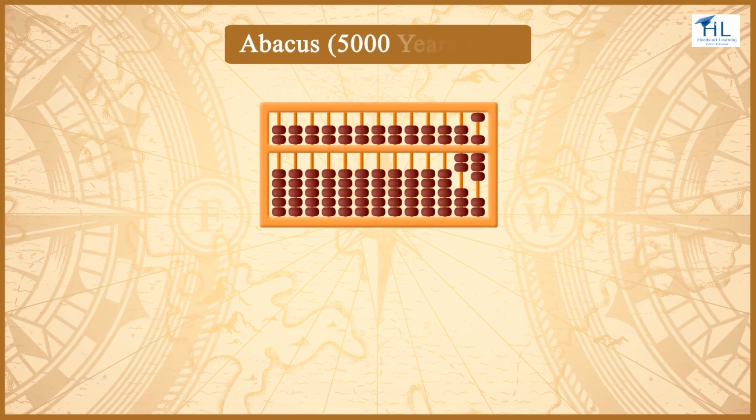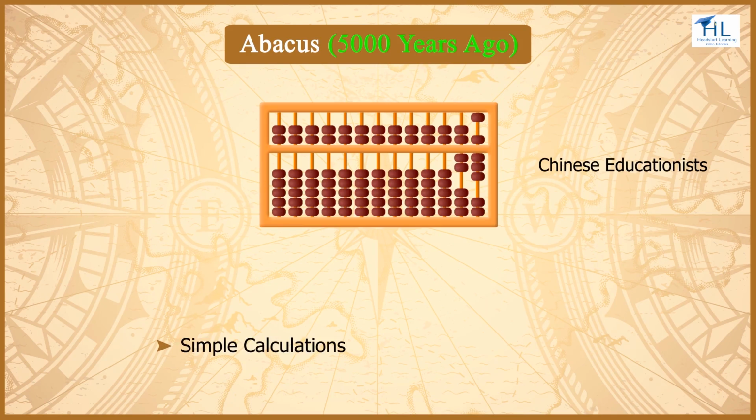Abacus was the first calculating device that was created about 5,000 years ago by the Chinese educationists. Abacus is a tool to represent numbers with the help of beads. Number of beads in the rods together tell us the number represented on the abacus. Abacus is used for simple calculations like addition and subtraction.